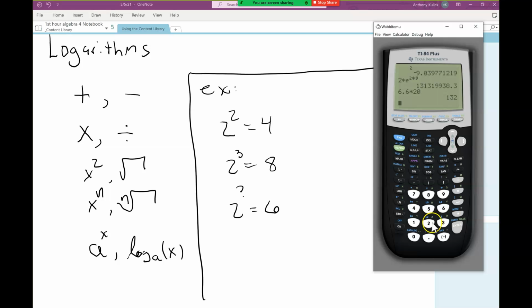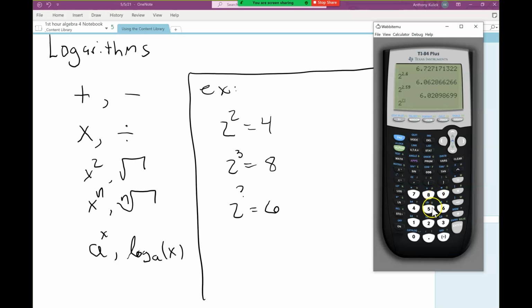2.5 would be a reasonable guess. Sure, 6 is halfway between 4 and 8, and 2.5 is halfway between 2 and 3. But it's not quite enough, right? So maybe we go a little bit higher. Maybe we try 2.75, and that was too much. So maybe we try 2.6. That was still a little bit too much. So maybe we try 2.59. That's still a little bit too much.